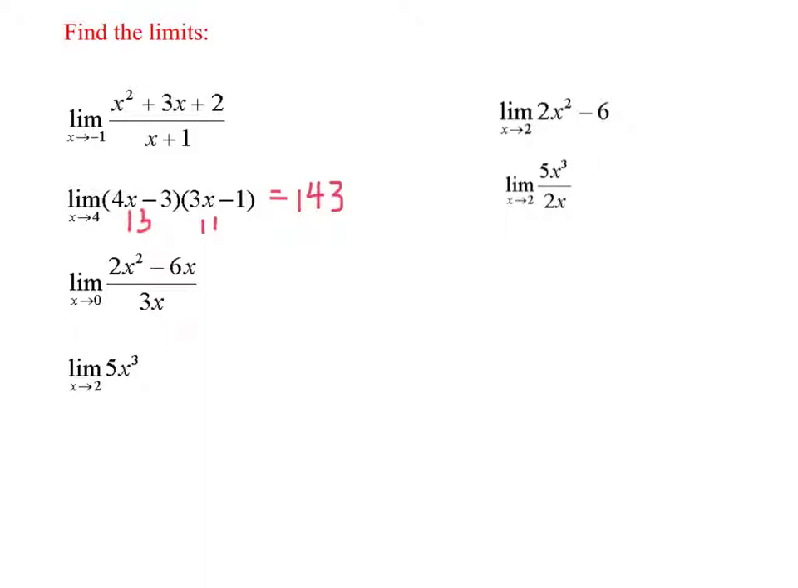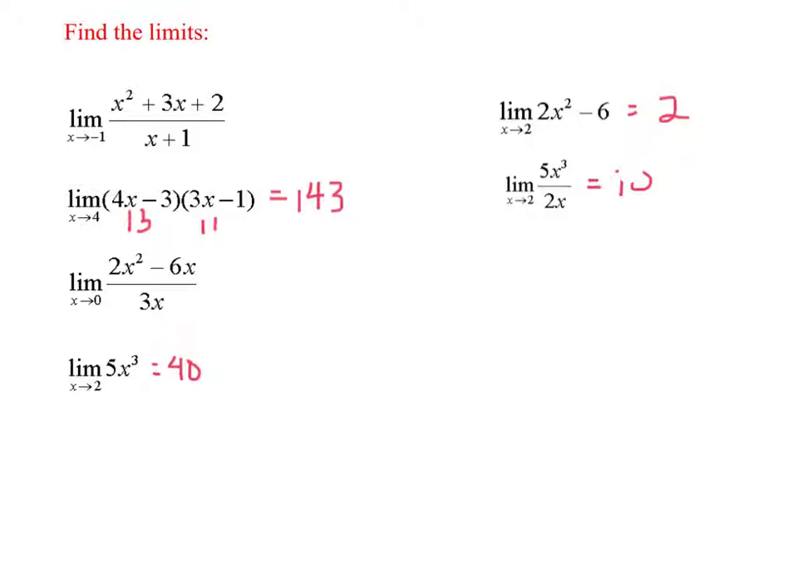Let me go down a couple more. Let me go down to the bottom one here, because it looks like I could just plug 2 in. 5 multiplied by 2 cubed, so 5 times 8. Easy enough. It's just 40. Let's go up here. Try and just plug 2 in. 2 multiplied by 4 is 8, minus 6 is 2. And then this last one, we plug 2 in. 5 times 8 is 40. Divided by 4 is 10. And I just did that because it looked like it was going to be pretty easy to do.